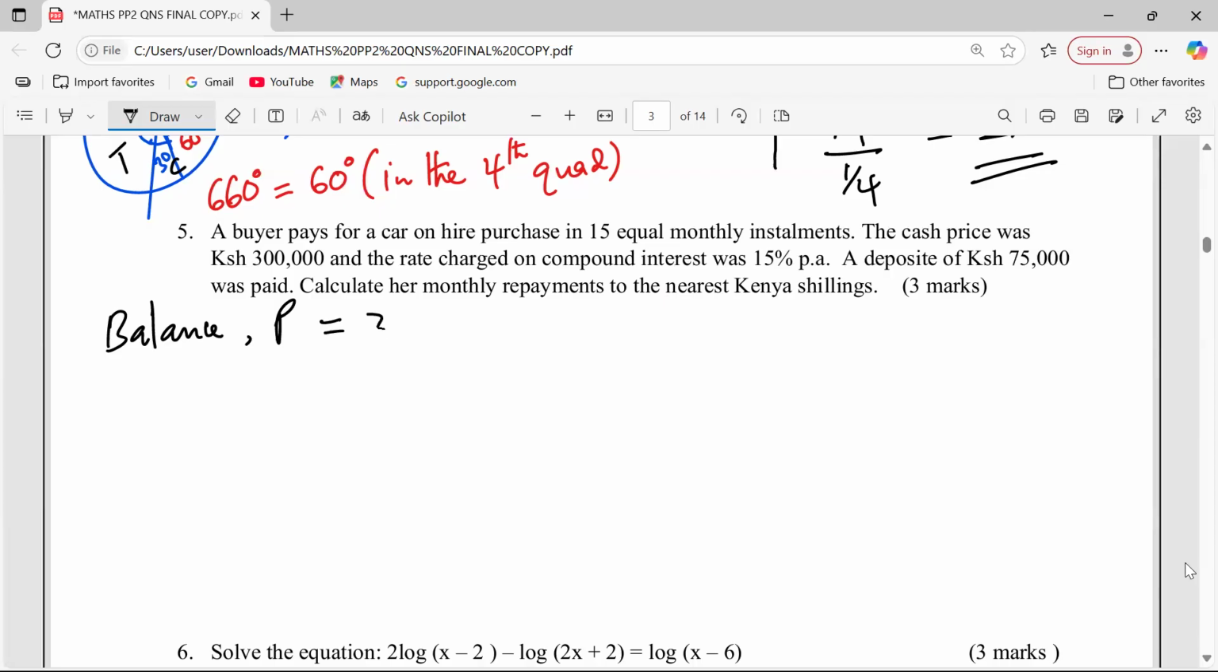So we take 300,000 and we subtract 75,000. This now shall give us 300 minus 75, I'm getting 225,000. So this is now the balance after the deposit was made. This balance is the one that shall earn interest. Are we together there? That is what will earn interest. Then what else are we told?